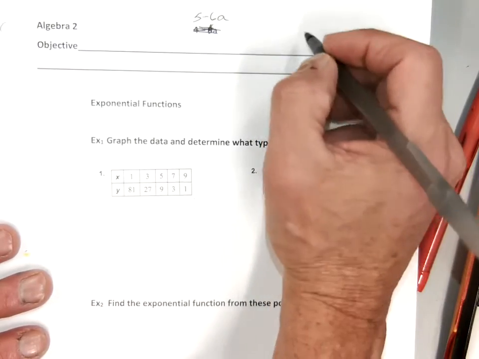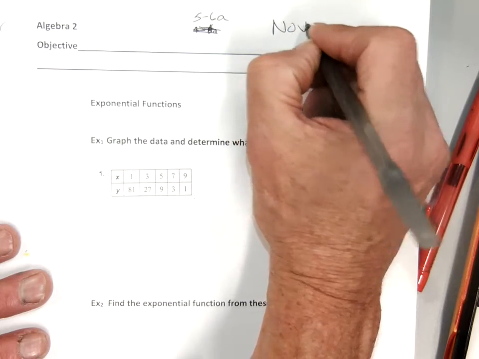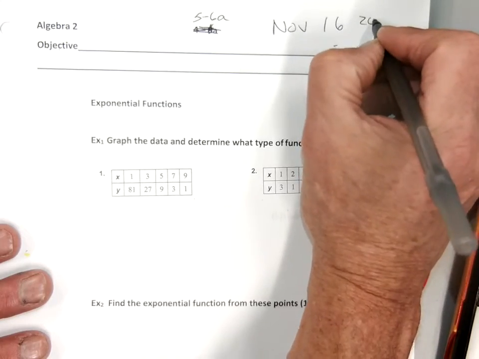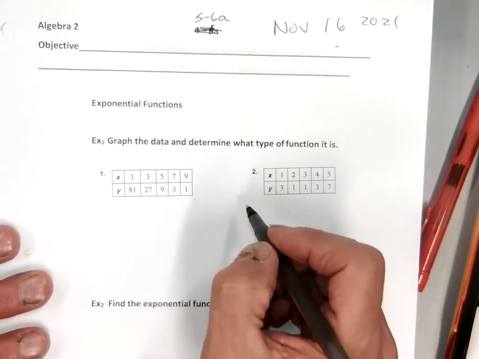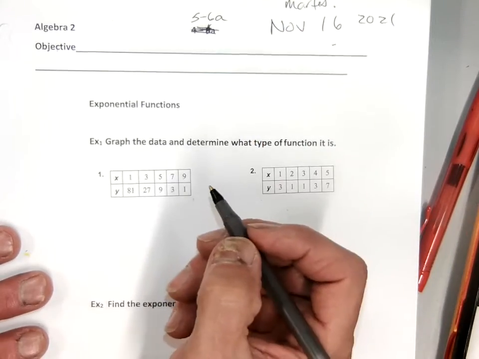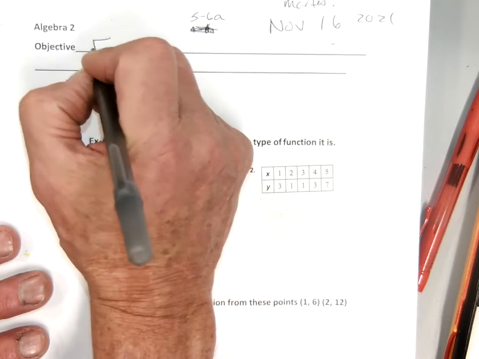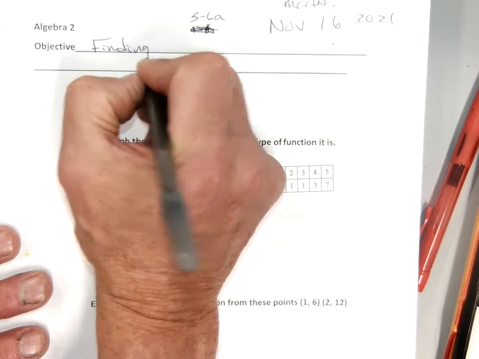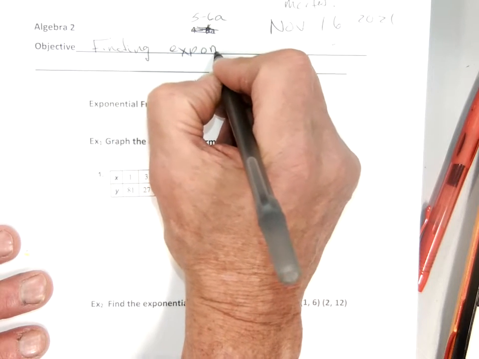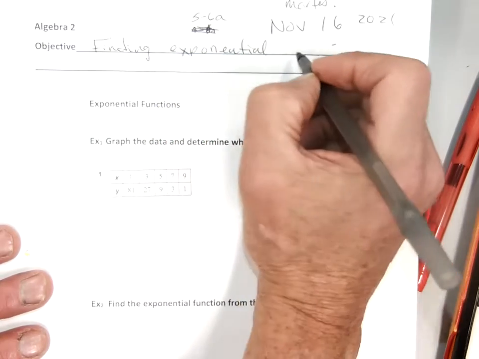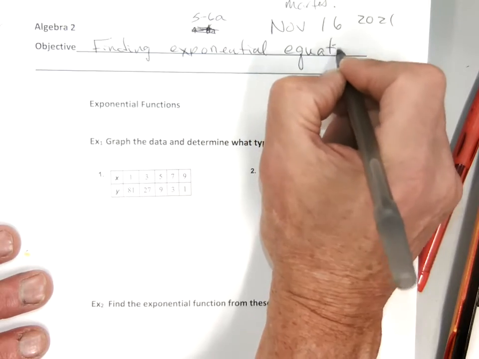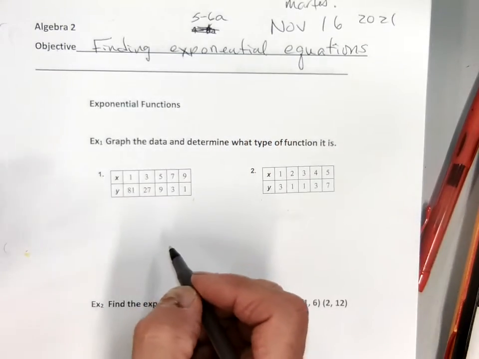So objective. Today we want to talk about... today is November 16th, 2021, okay? And it is going to be Martes. I know, you guys love the Spanish. I do. So our objective today is really going to be finding exponential equations.